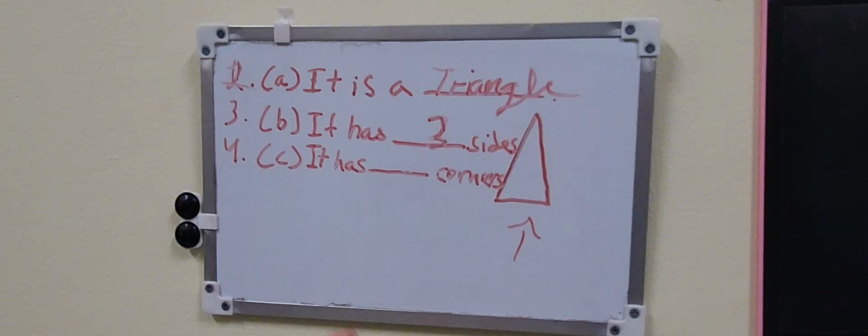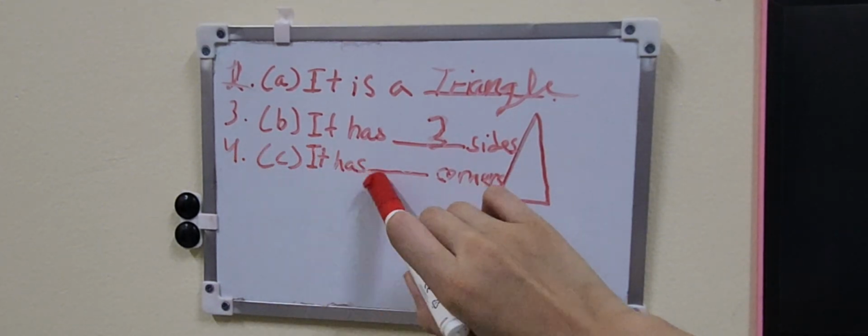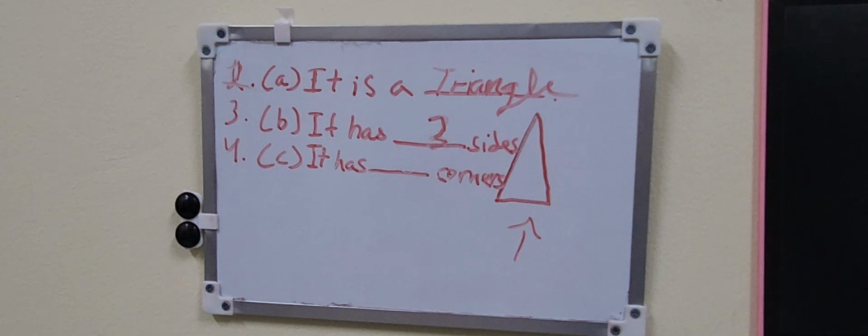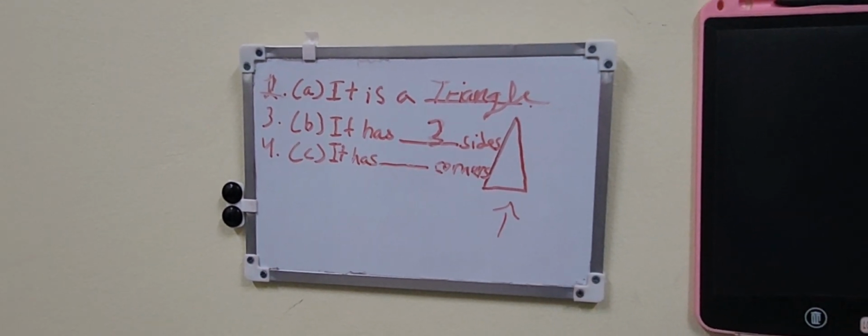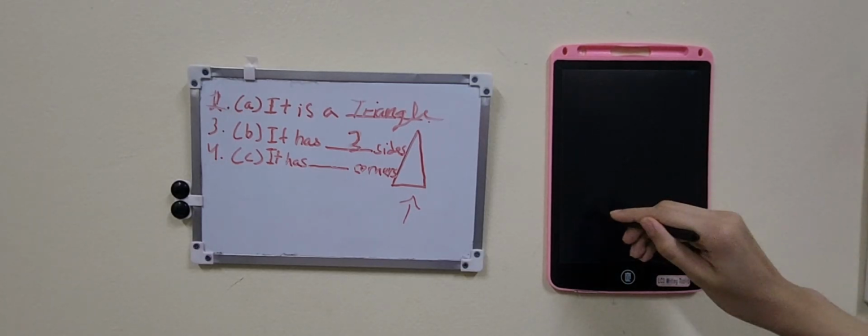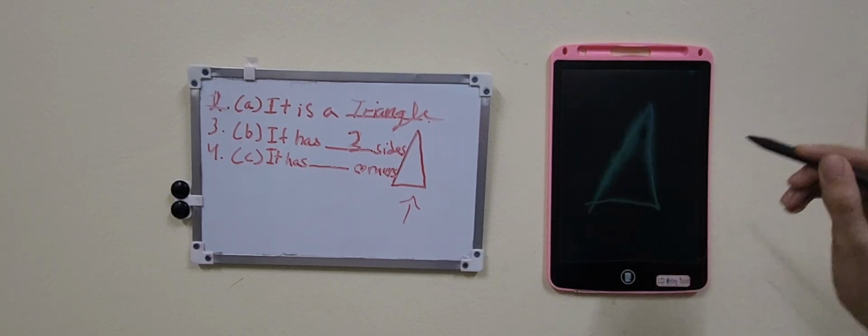Then for question number 3, we have C. It has dash corners or vertices. We're going to go over to my blackboard again, and now we're going to be counting its vertices.